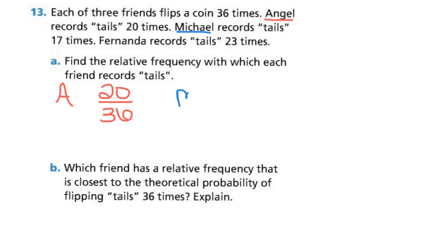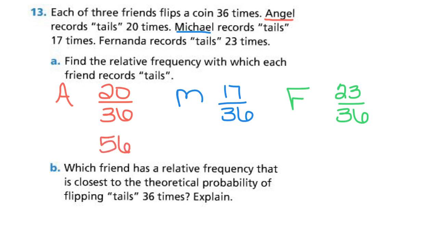Michael records tails 17 out of 36 times. This goes down to about 47%. And then Fernanda, she flipped tails 23 out of 36 times. And this is about 64%. So Angel had about 56% of the time. Michael had about 47% of the time. And Fernanda had about 64% of flipping tails.